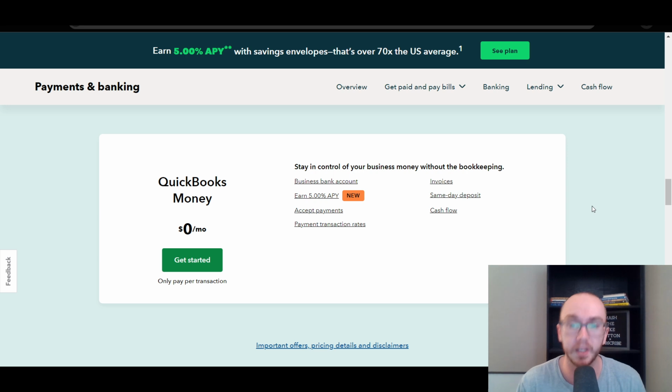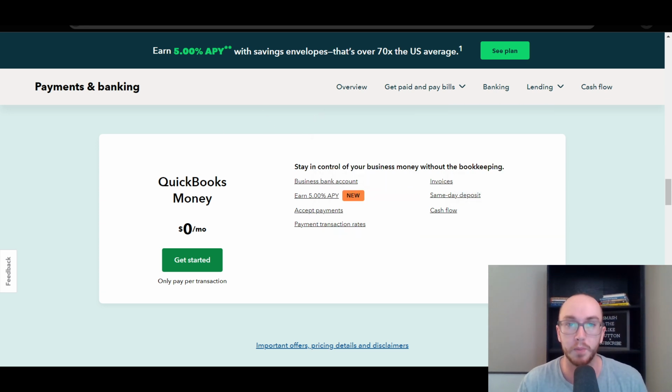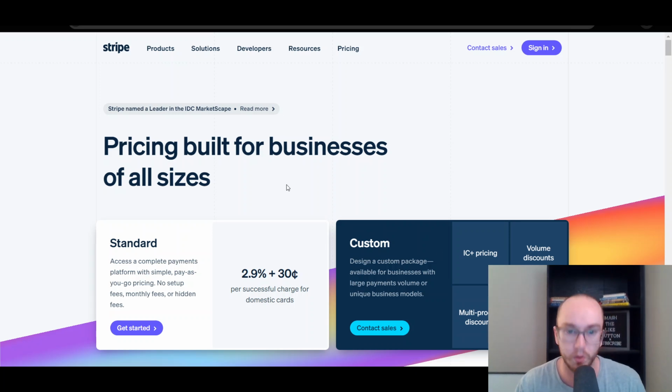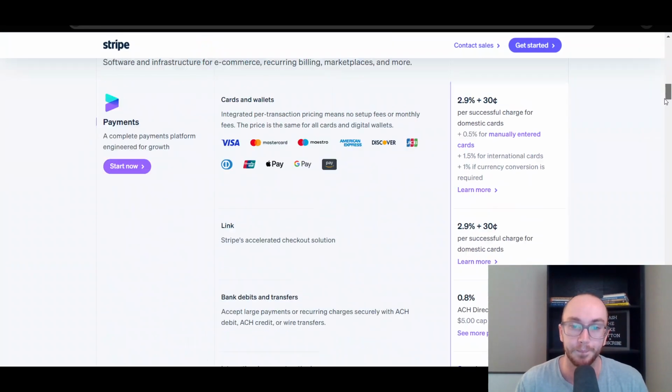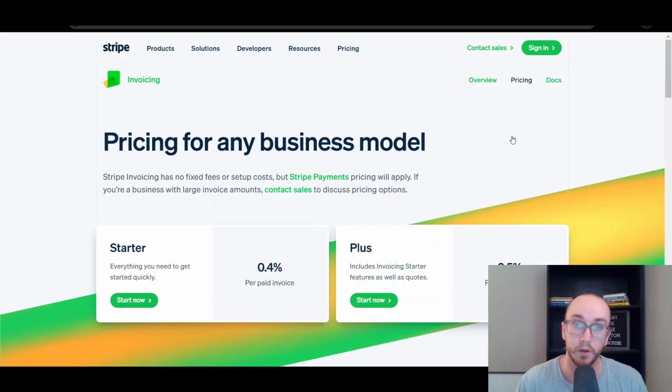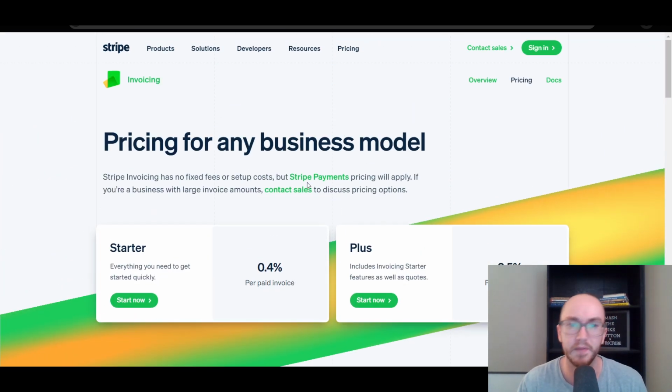Maybe if you're already using them and you're just looking to accept payments in your business as well, you can send out those invoices for free, and then you get paid out on them through the QuickBooks payment network, whereas with the Stripe payment network, you are going to pay a little bit more for the actual invoicing, of course.